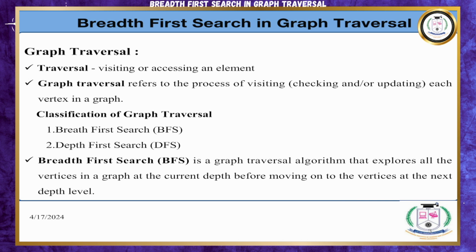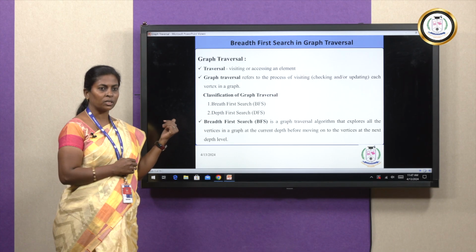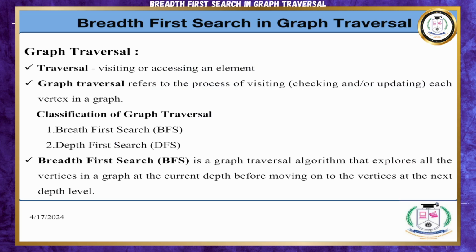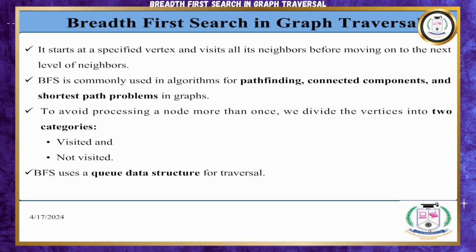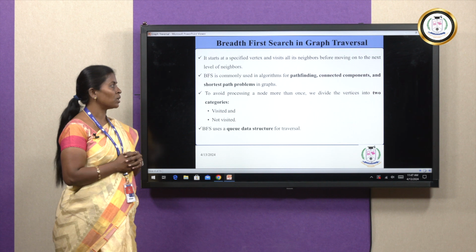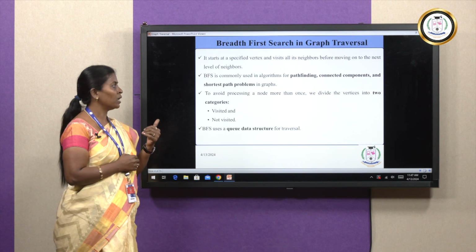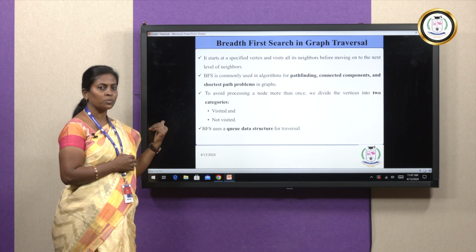So traversals are classified into two categories. The first one is breadth first search, that is BFS. The second one is depth first search, that is DFS. First, we will look into the concept of breadth first search and how it can be applied to the graph effectively. Breadth first search is a graph traversal algorithm in which we visit all the vertices in a level by level manner. It starts at any specified vertex and visits all its neighbors before moving on to the next level in the graph. BFS is commonly used in algorithms for path finding, connected components and shortest path problems in graphs.